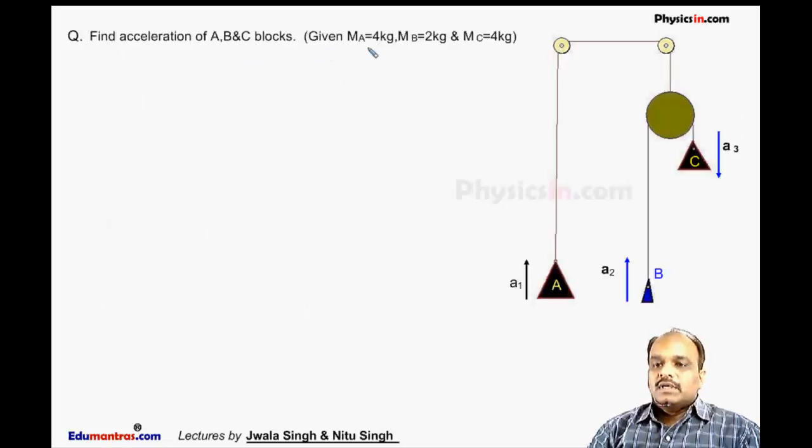Now the mass of this block A is 4 kg. The mass of this block B is 2 kg and the mass of block C is again 4 kg.